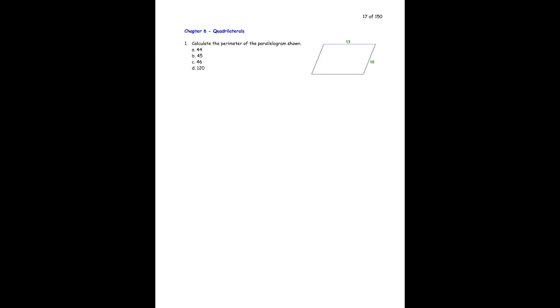Okay, number one, quadrilaterals. So here we're working with a parallelogram, and one of the defining features of a parallelogram, even though it's defined as having opposite sides that are parallel, one of the implications is that opposite sides are congruent. And so we know that this bottom one is going to be 13 and the one to the left here is going to be 10 because of that. And here we're being asked to find the perimeter, so we're just going to add those up. So we'll have 10 plus 10 plus 13 plus 13, and that will give us 46, C.